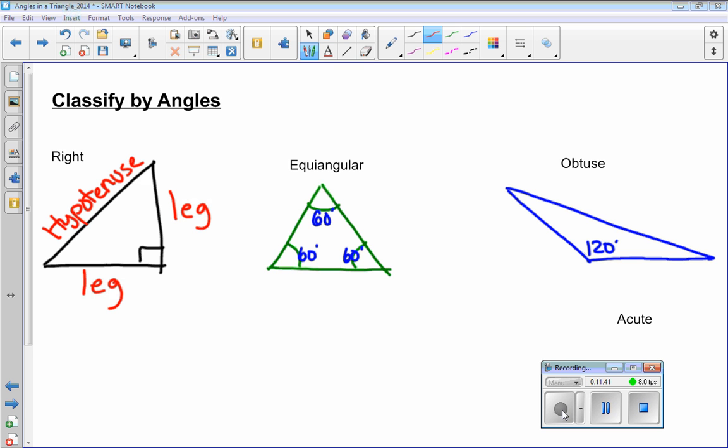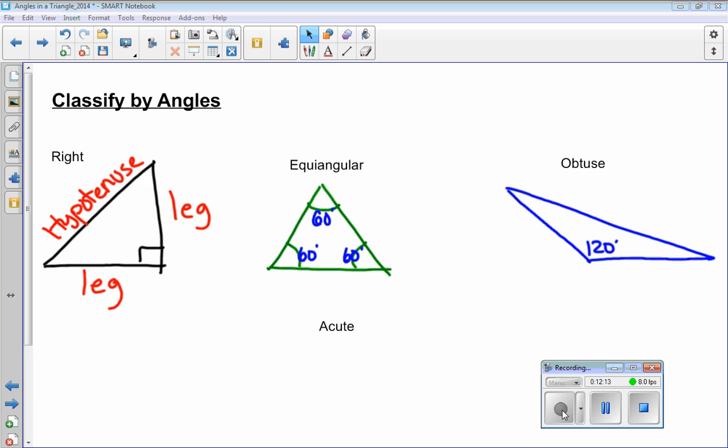Now, why do you think I didn't have an acute picture up there? What would an acute triangle look like? Are one of those up there acute? Yeah. Which one is acute? So equiangular is also acute. I agree. All equiangular triangles are acute. Are all acute triangles equiangular? No. So we should probably draw a separate picture for it.